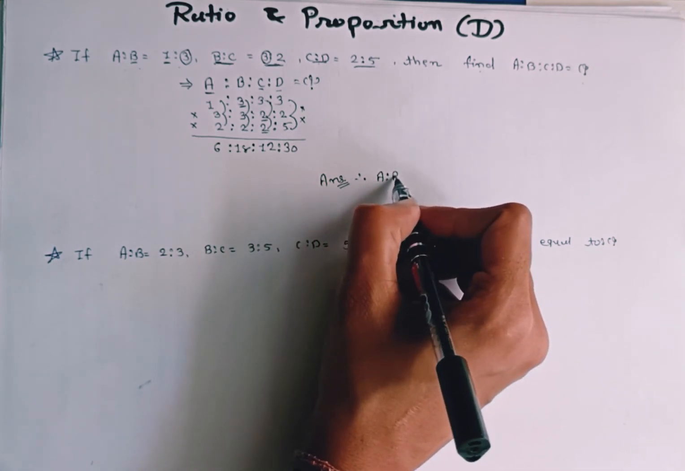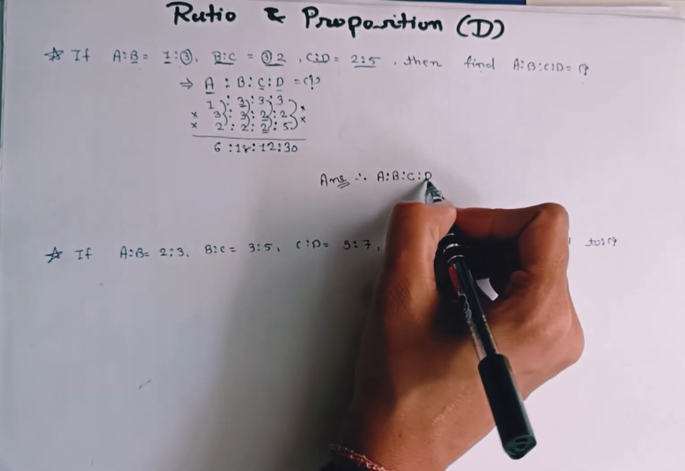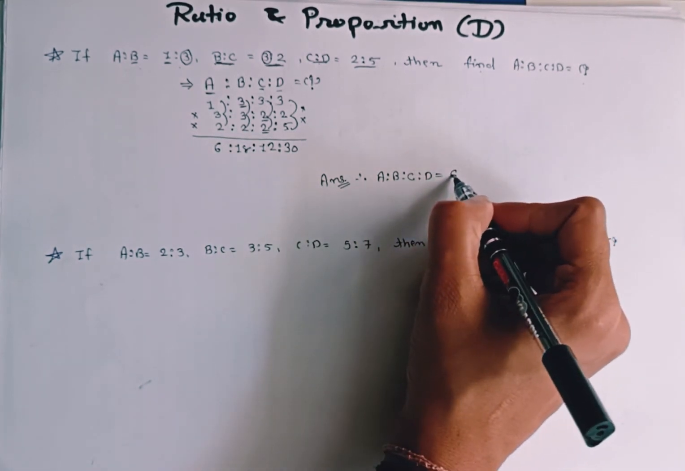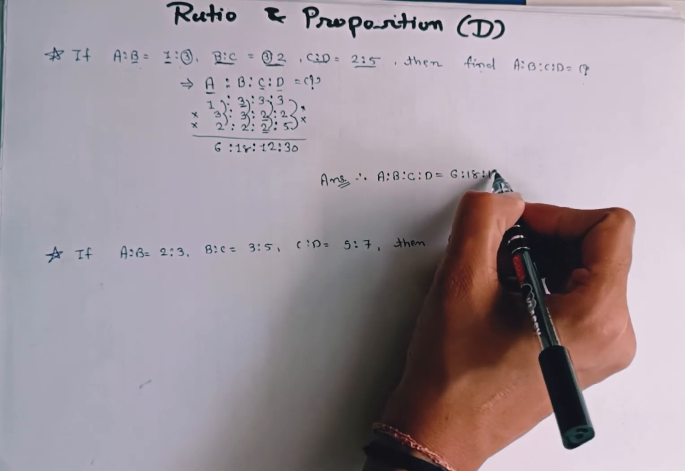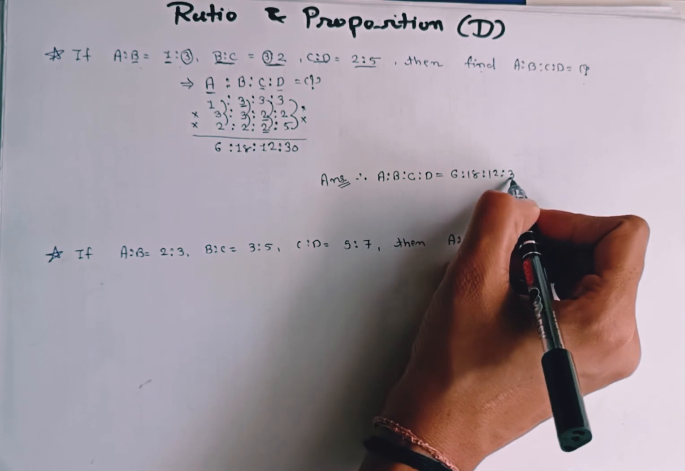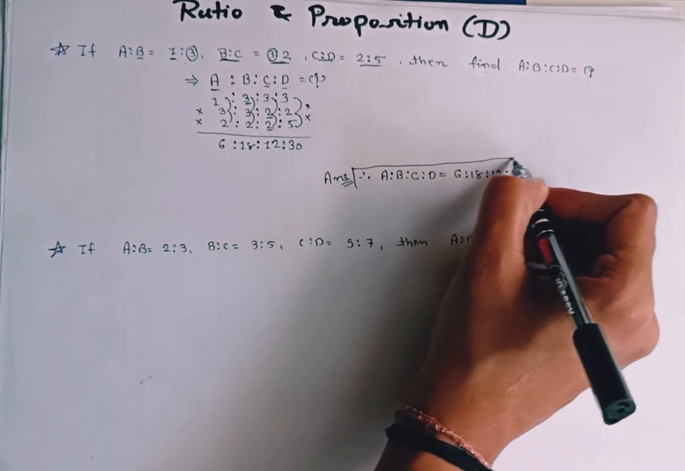A colon b colon c colon d is equal to 6 colon 18 colon 12 colon 30. So this is the answer.